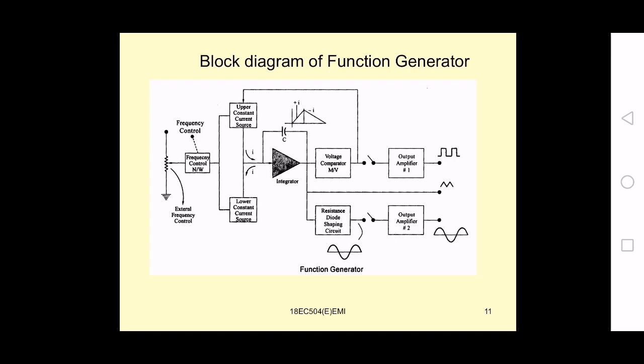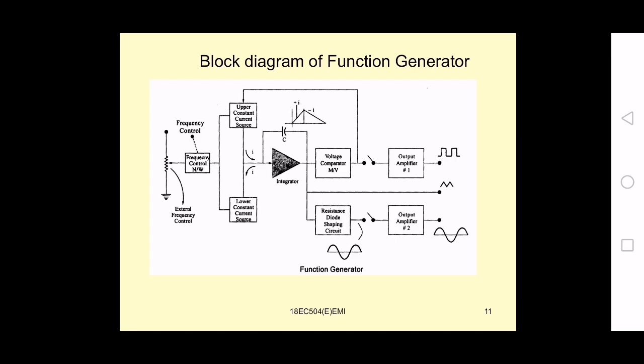So here what happens, again I am telling, the frequency control network voltage is given, in the first case, to the upper constant current source. So the upper constant current source will deliver a constant current to the integrator. The output voltage of the integrator is V out equal to minus 1 by C integration of I dt, so whenever the current supplied by the upper constant current source increases or decreases, it increases or decreases the slope of the output voltage and hence controls the frequency.